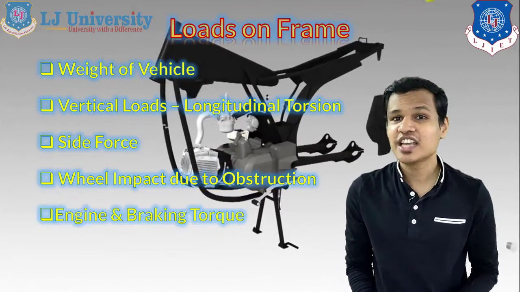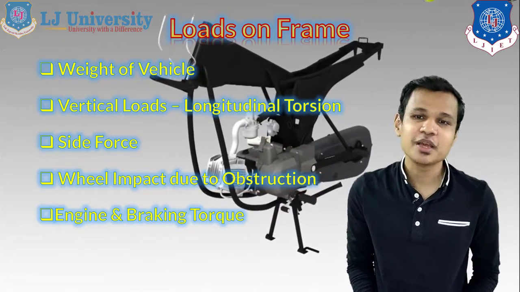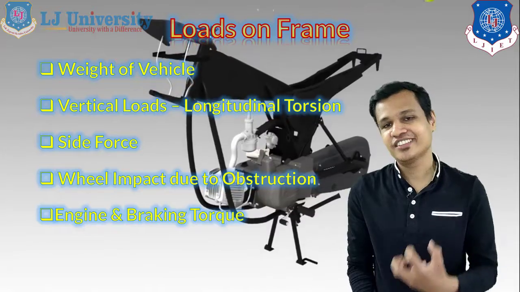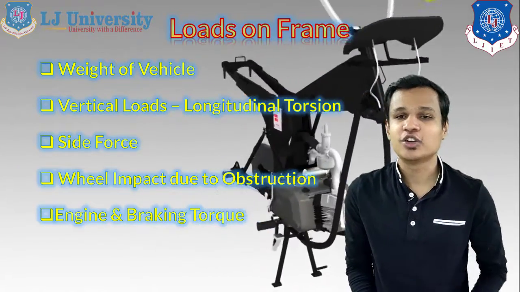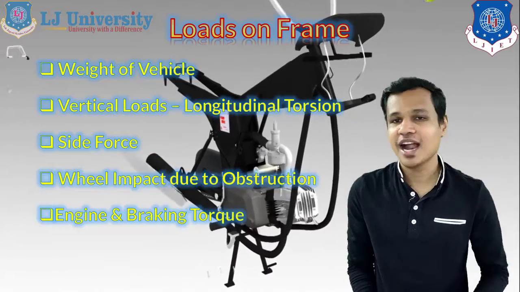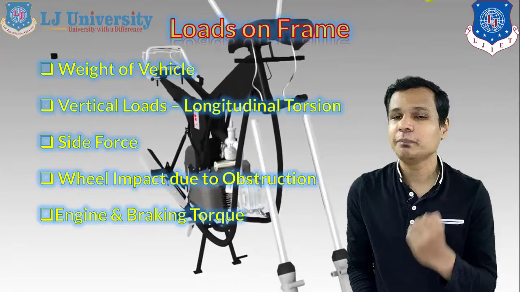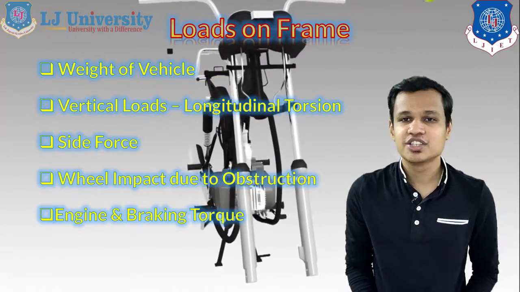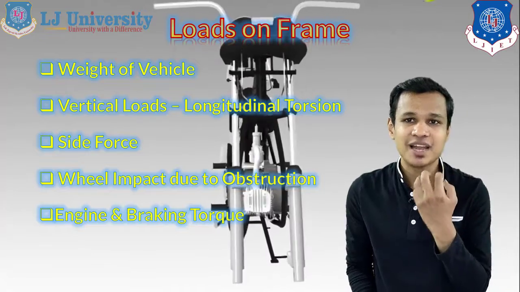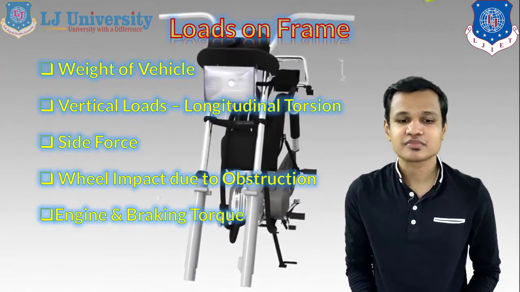Next is the engine and braking torque. Engine and braking torque will always be applied on the frame because of acceleration and braking. Those loads and that torque should be properly handled by our frame, and that will always be there. That is a type of repetitive load. Whenever we drive the vehicle, this load will be generated. Whenever we apply the brake on the vehicle, that type of torque will be generated.